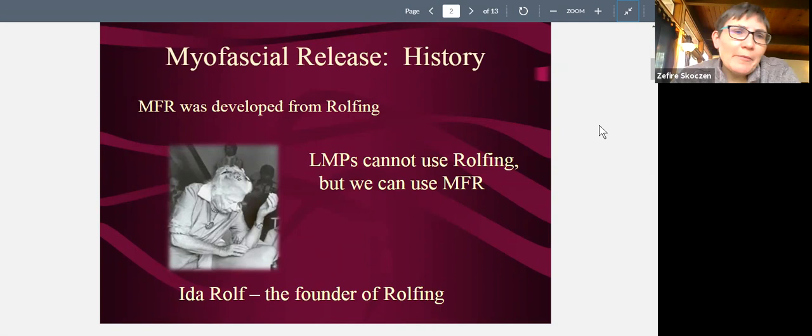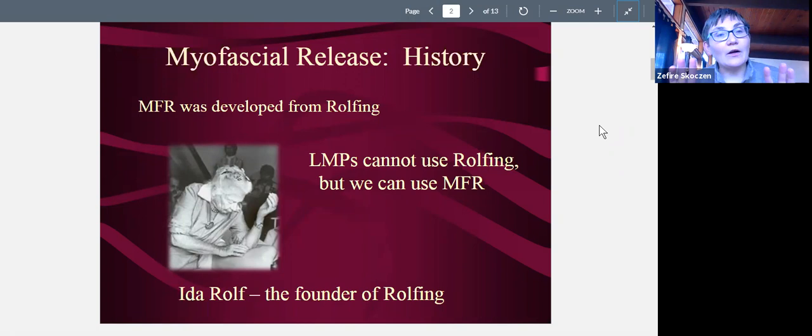Rolfing is famous as a very deep technique. Traditionally, it's done in a series of 10 treatments that work through the body systematically. So regardless of what the problem is, you'd have a whole series of 10 treatments that would work through all the fascia and really work with your movement and alignment very well.